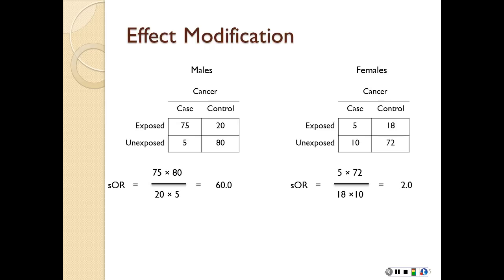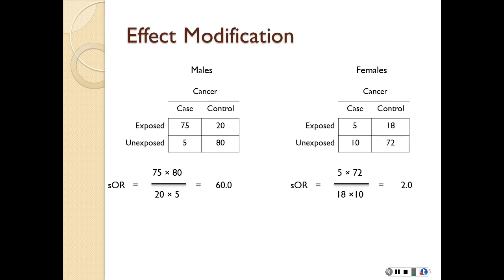Regardless, so we've stratified by gender. So we have our table of men and our table of women. And now we calculate our stratum-specific odds ratios. So we calculate odds ratios the same way as a 2x2 table. We've just now separated out our tables, right? So we get a stratified odds ratio.